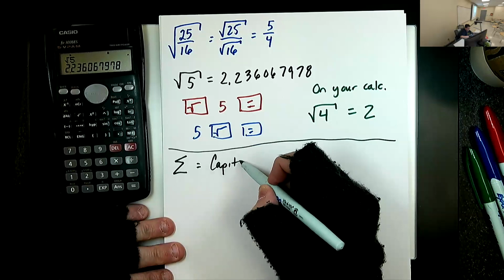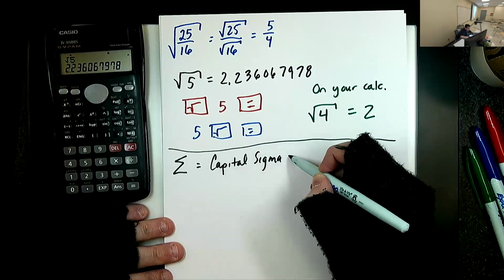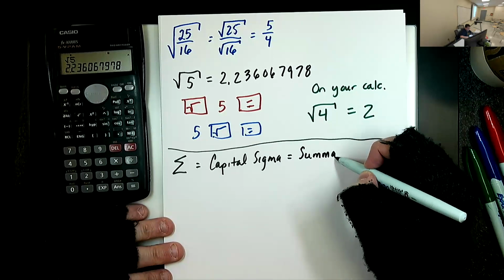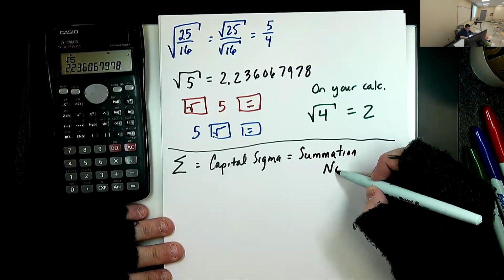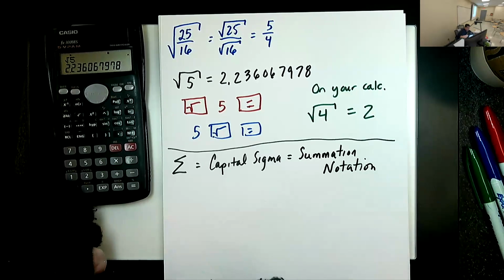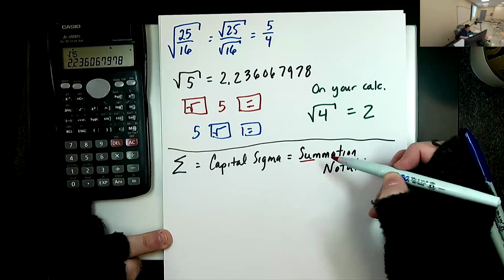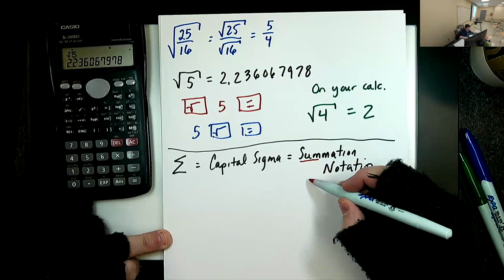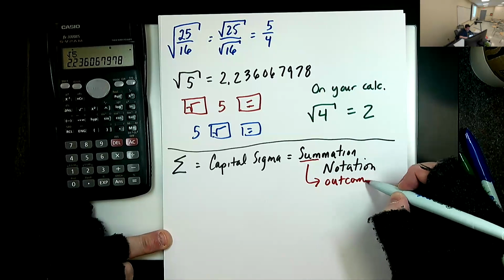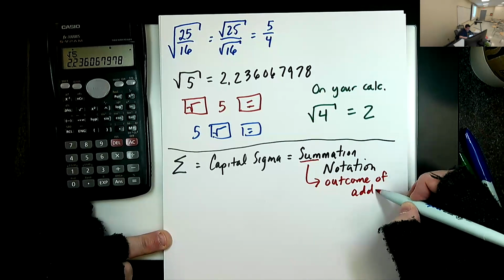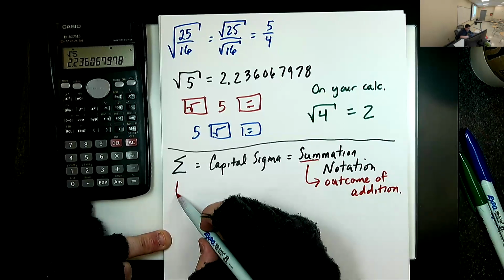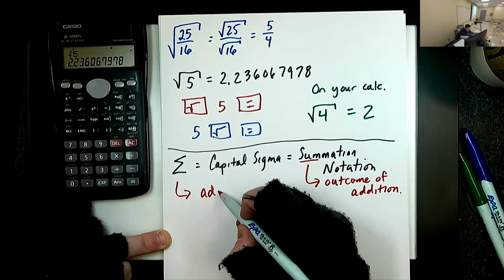Capital sigma. This is summation notation. You can see it has the word sum in it, and sum is the outcome of addition. So when you see this thing, it just means add it up.